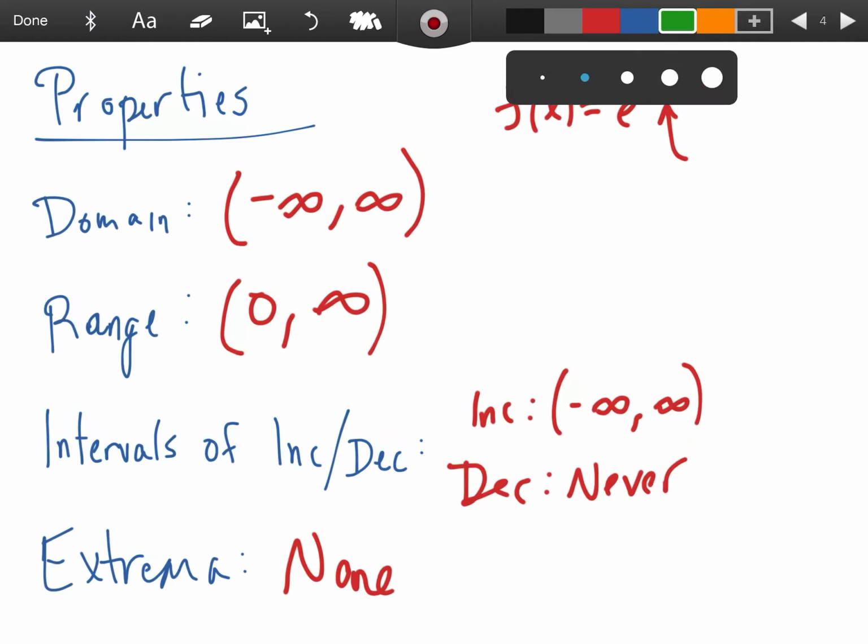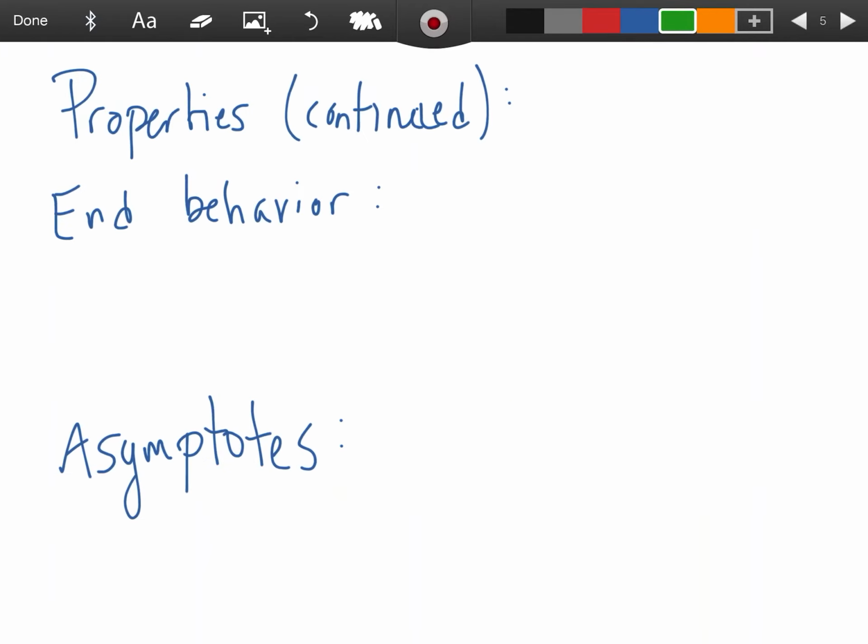All right, one thing we might make note of is for these intervals of increasing and decreasing, e to the x is exponential growth. If we have exponential decay, well, it's going to be the opposite. It's decreasing the whole way, hence decay. All right, let's continue with some of these properties.